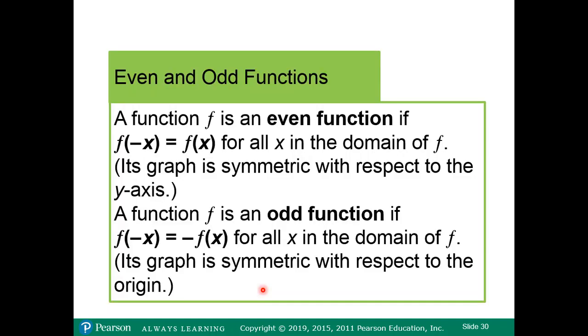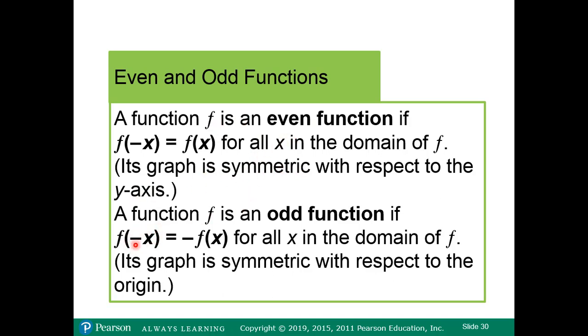Now, even and odd functions. A function is even if you replace f of x with f of the opposite value of x, negative x, and you get the same value. In other words, if it's symmetric with respect to the y-axis, it's an even function. Okay. If you plug in the negative value of x and you get the opposite of f of x, then it's an odd function. So if you replace x with the opposite value of x and you get f of x back out, it's an even function. So all graphs that are symmetric with respect to the y-axis are even.